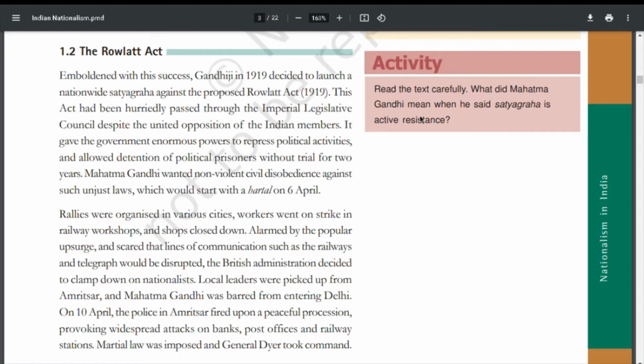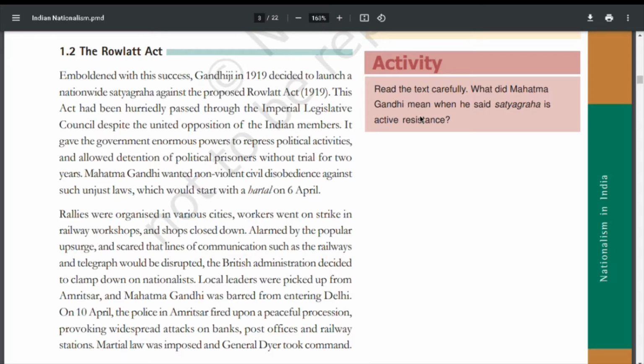Mahatma Gandhi wanted non-violent civil disobedience against such unjust laws, which would start with a hartal on 6th April. Rallies were organized in various cities. Workers went on strike in railway workshops and shops closed down. Alarmed by the popular upsurge and scared that lines of communication such as railway and telegraph would be disrupted, the British administration decided to clamp down on nationalists. Local leaders were picked up from Amritsar and Mahatma Gandhi was barred from entering Delhi.